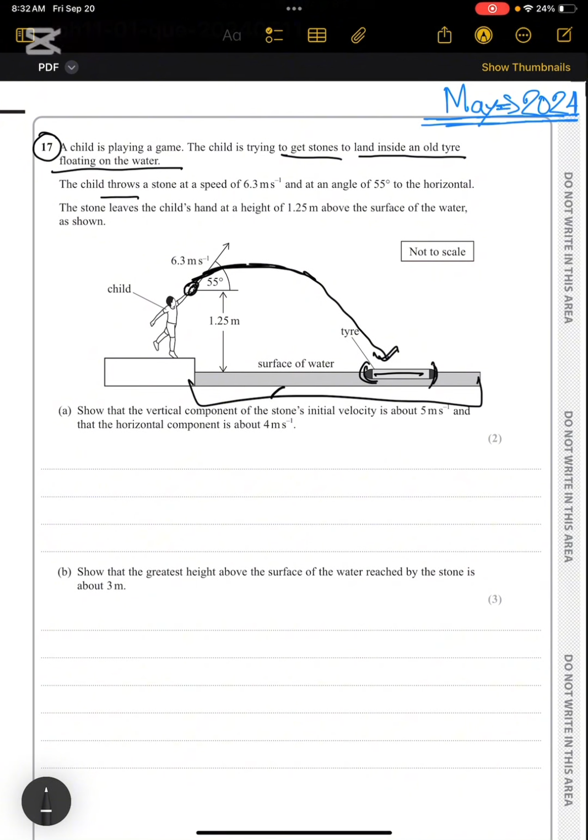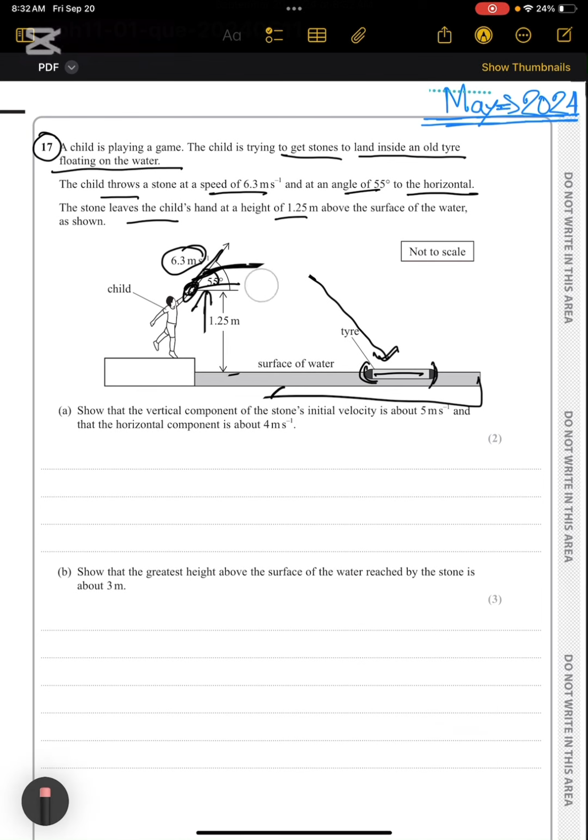A child throws a stone at a speed of 6.3 and at an angle of 55 degrees to the horizontal. The speed was 6.3 meter per second at an angle of 55 degrees. The stone leaves the child's hand at a height of 1.25 meter above the surface of the water. So this height is 1.25 meter above the surface of the water to which it will fall.